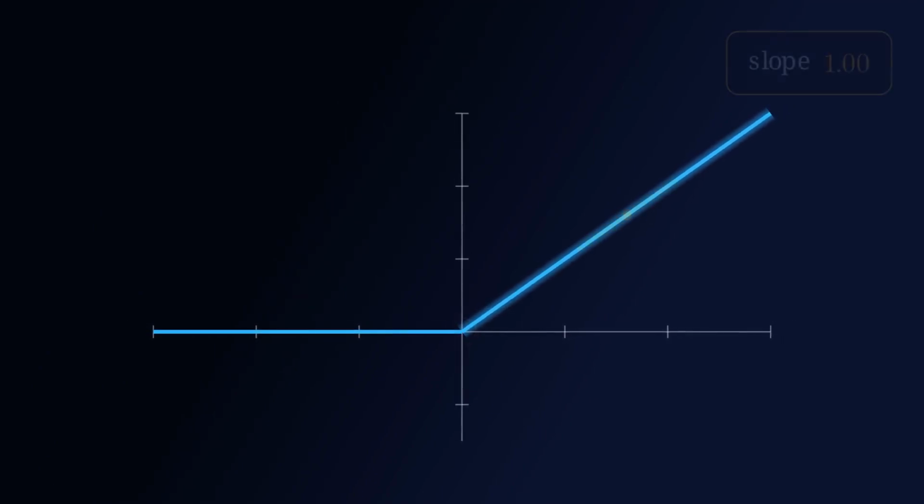Now the slope story gets refreshingly clean. On the positive side, the slope is exactly 1, so the backward signal passes through completely untouched, no shrinking at all. That's why deep networks with ReLU train so much more easily. But look at the negative side. There the function is dead flat, so its slope is exactly 0. Any signal trying to flow back through that region is multiplied by 0 and simply disappears.